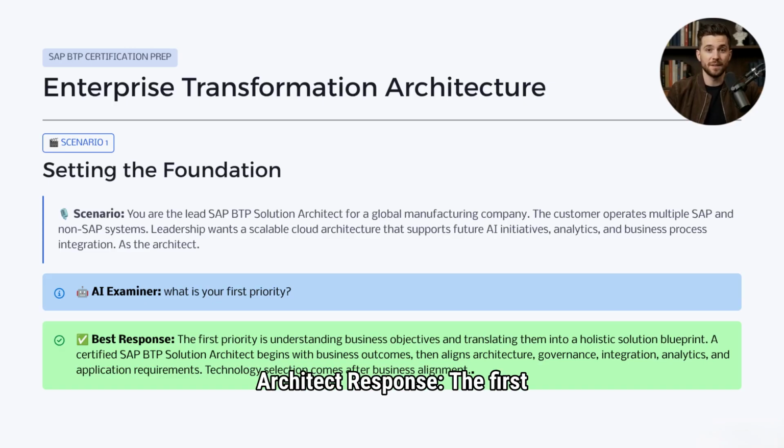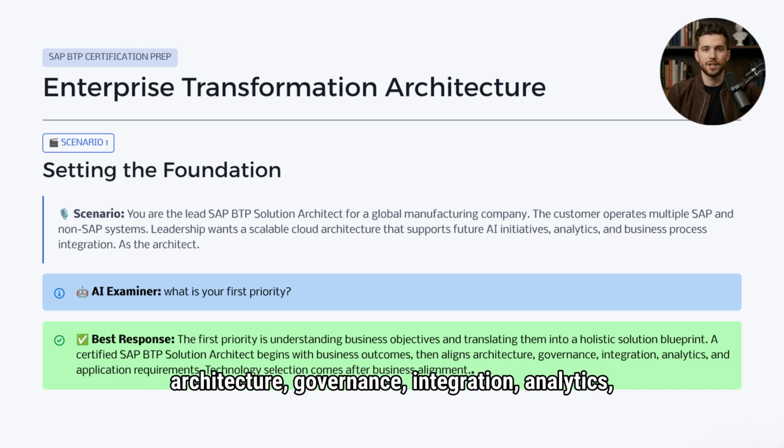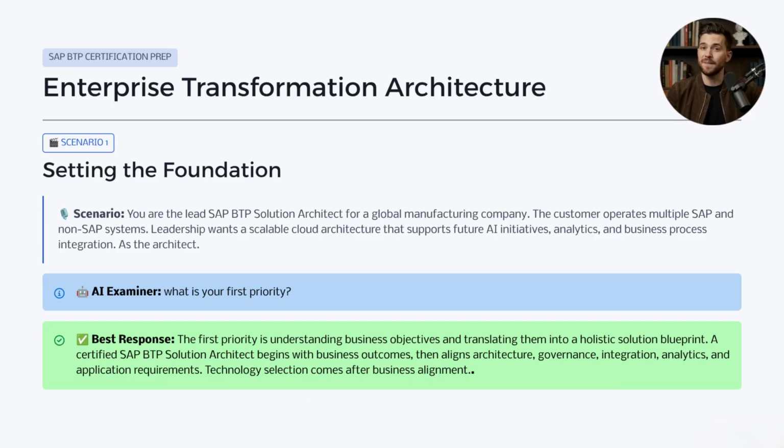Architect response. The first priority is understanding business objectives and translating them into a holistic solution blueprint. A certified SAP BTP solution architect begins with business outcomes, then aligns architecture, governance, integration, analytics, and application requirements. Technology selection comes after business alignment.